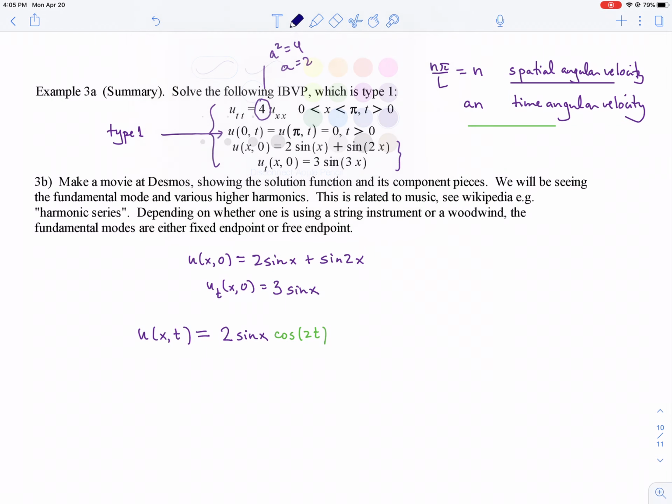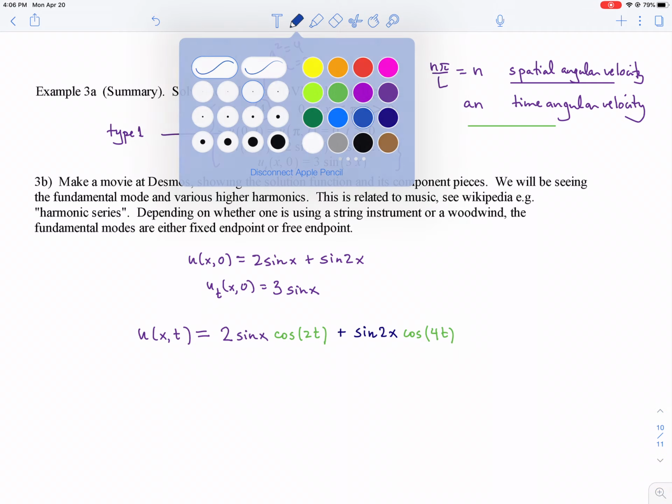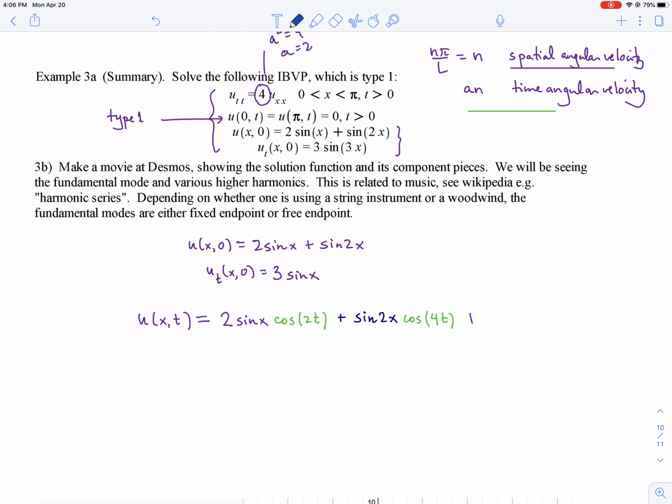Next piece. Once you get the hang of it, this is super easy. Okay, the next displacement was a sine of 2x. For the time angular velocity, I have to multiply that 2 by 2, so I get a cosine of 4t. Okay, and then finally, so far what I've done has no initial velocity because at t equals 0, the sine of 2t and sine of 4t terms are 0.